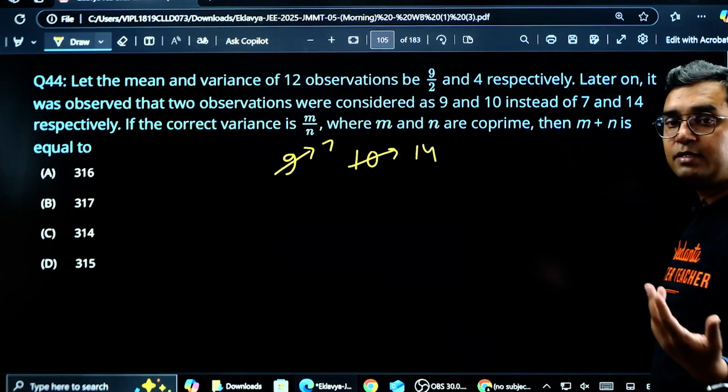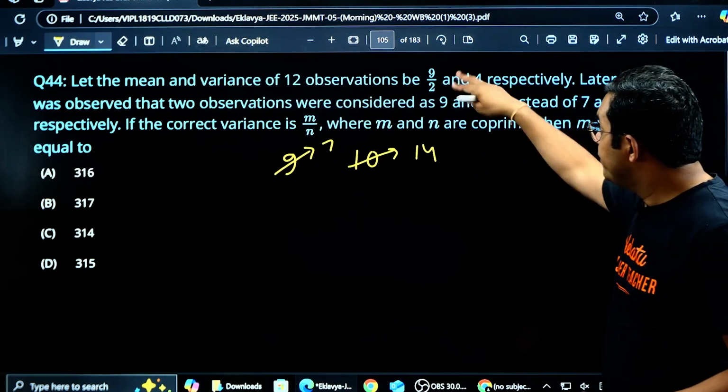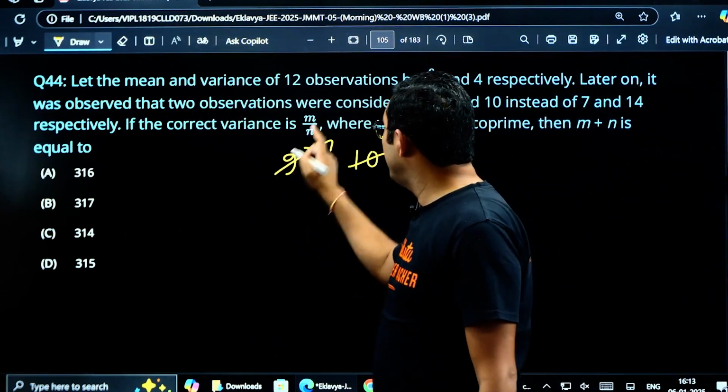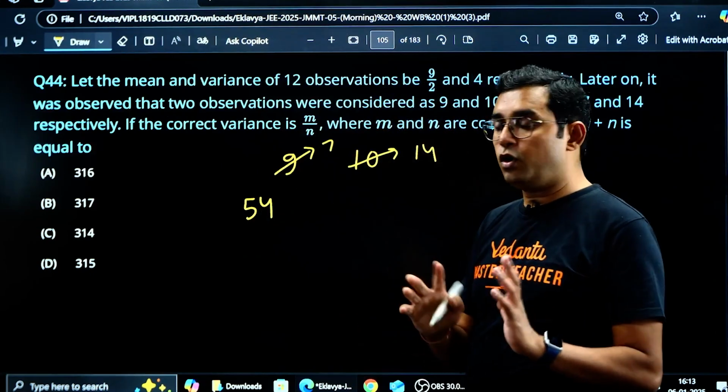Okay, so what difference does it make? It will create an impact on the mean value. Right now, my mean value is 9 by 2, so 12 into 9 by 2, that is 54. 54 is the total sum, actually, not the mean.